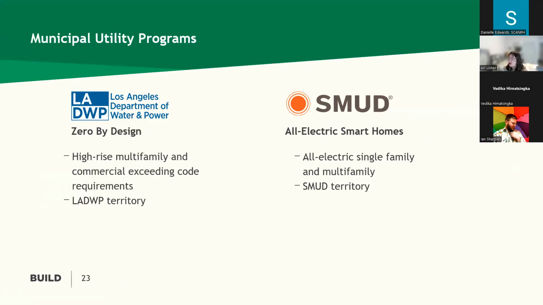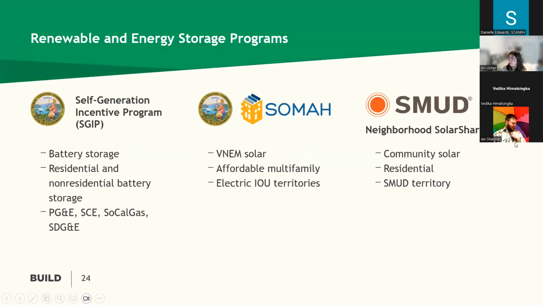And then another layer, we've got municipal utility programs. Depending on where the project is located, in LADWP, we've got the Zero by Design program. This is for high-rise multifamily and commercial projects exceeding code requirements in LADWP territory. And then in the SMUD territory, Sacramento Municipal Utility District, we've got the All-Electric Smart Homes program for all-electric single-family and multifamily. And these can, again, be layered on top of the other incentives that you are receiving. So those are building-specific programs.